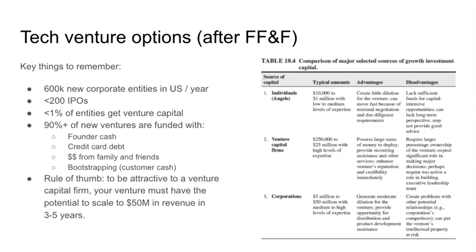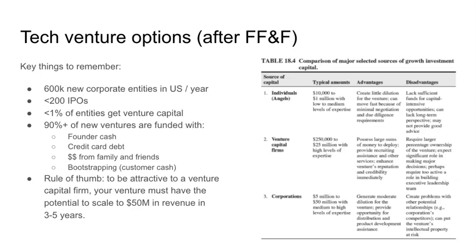You need to remember a couple of things. There's 600,000 new corporate entity filings in the United States every year, and there's less than 200 IPOs. So you need to keep in mind that IPO is not a reasonable goal to put in your business plan. Venture capitalists and savvy angels will look at that and realize you don't really know what you're talking about.